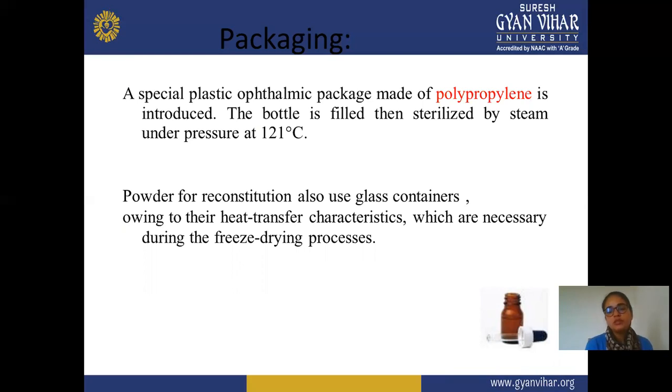The packaging material that we use for packing is polypropylene, a good plastic that we use for ophthalmic packaging of the formulation. For sterilization we mainly use steam sterilization, which requires specific pressure. We maintain the temperature at 121 degrees Celsius, and at that temperature we sterilize your ophthalmic formulation, so any contamination or microbes present get easily killed by steam sterilization at 121 degrees Celsius.